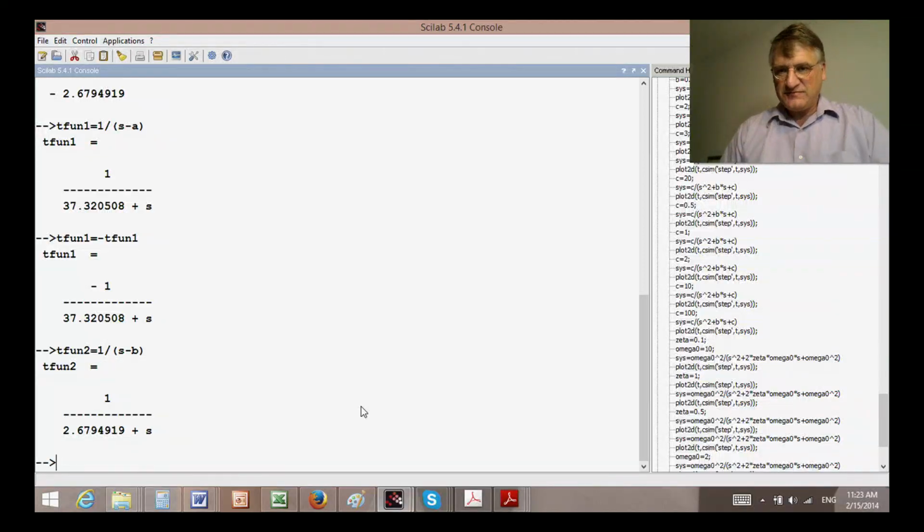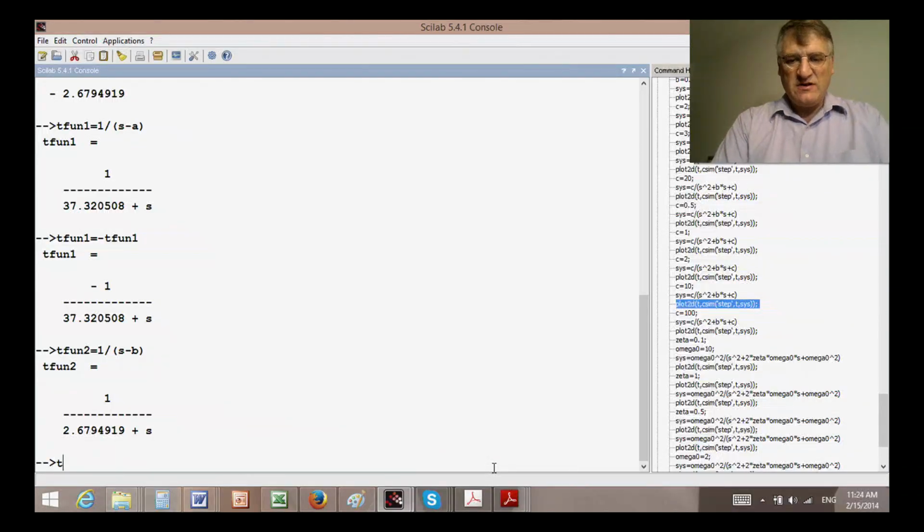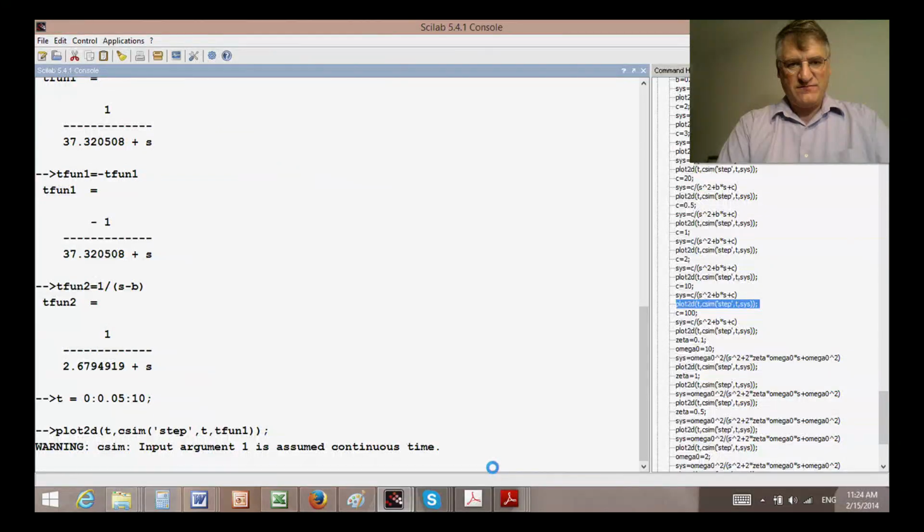If I do the simulation of these two guys, okay, and what we will do is if I choose t is equal to 0.05 to 10, and I want to plot the system. Okay, so I say tfun1. I should obtain something.